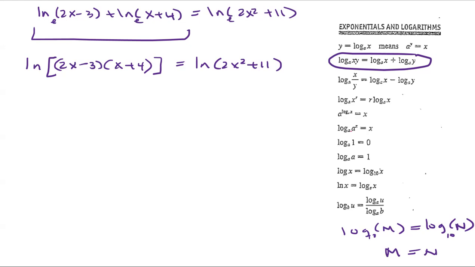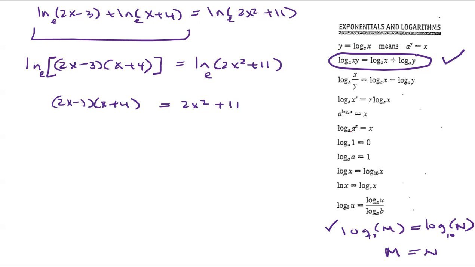And that's what we have here. So again, notice that we have a base e and we have a base e. So we can just equal what's inside the parentheses, or I call them the middles. So in this case, we'll have 2x minus 3 times x plus 4 equals 2x squared plus 11. So essentially, I just used two properties here: this property and then this rule. And then I just solve.